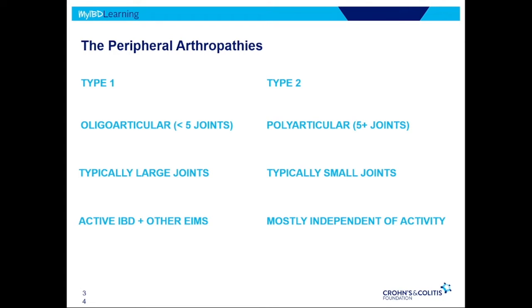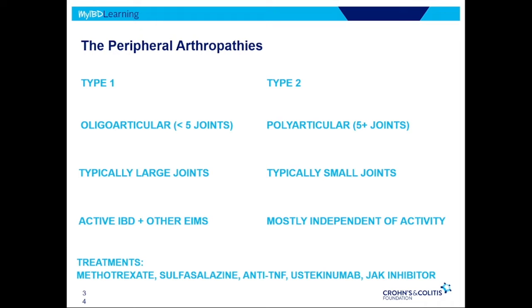By big joints, we mean elbows, knees, hips. By smaller joints, we mean fingers, toes. And this is mostly independent of your intestinal activity. Again, this is not critical, but it's important to understand how we think about these things. We try to classify things so we understand what's happening, and that way we can figure out how to treat you the best.